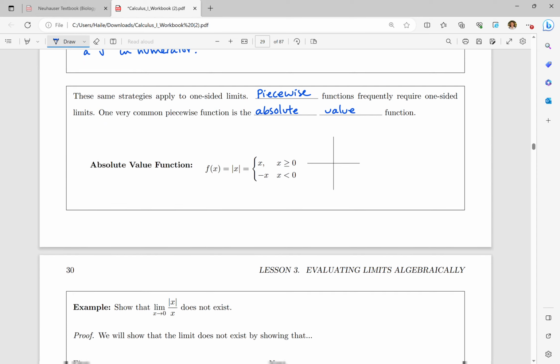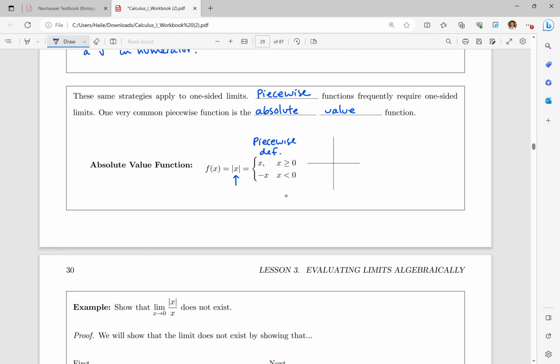Now, you've probably seen the absolute value function before, but maybe you only saw its graph and you didn't see the piecewise definition. So the absolute value function, as a refresher, we use the notation x with bars around it to denote absolute value, and this is equal to the piecewise function. So this is what we call the piecewise definition of the absolute value function.